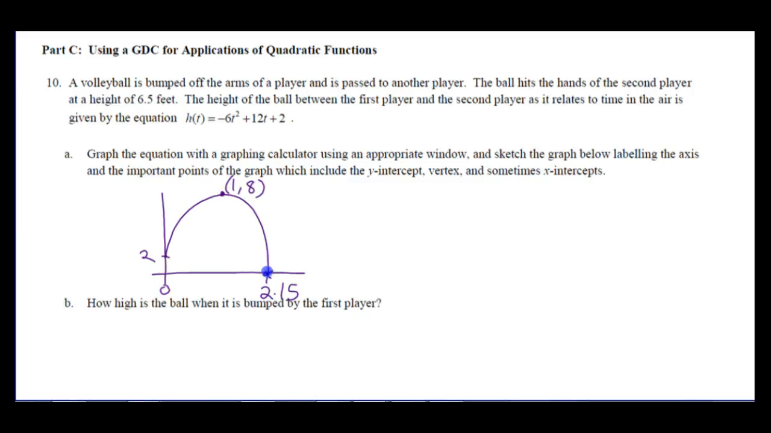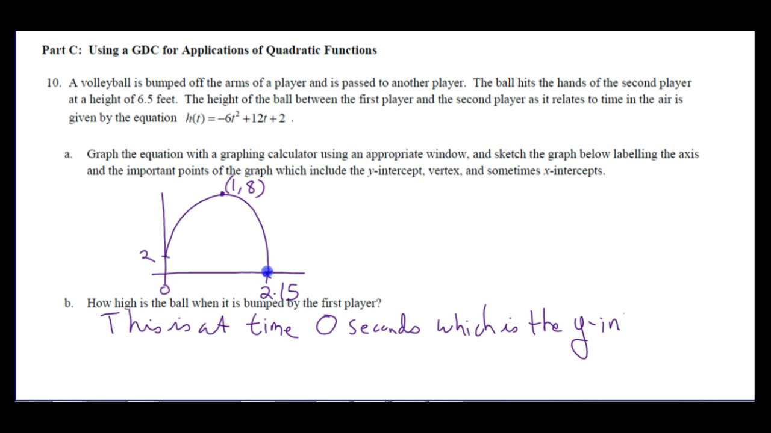Ball hits hands, first player, second player, pass to right player. Okay. So how high is the ball when it's bumped by the first player? This is at time 0 seconds, which is the y-intercept, which is 2 meters.